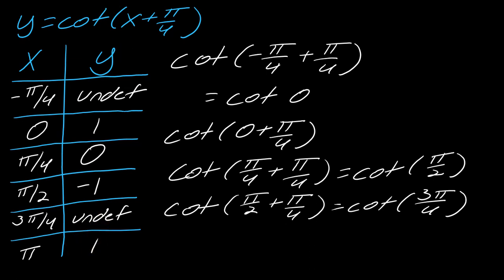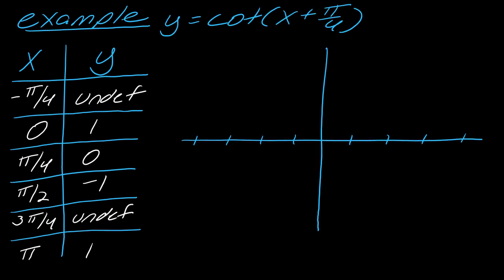So, okay, we have our points. Ta-da! Now I have to come up with my axes. My axes, I'm going to go from 1 to negative 1, and then I will go in intervals of pi over 4, pi over 2, 3 pi over 4, pi. However you want to set this up is up to you.